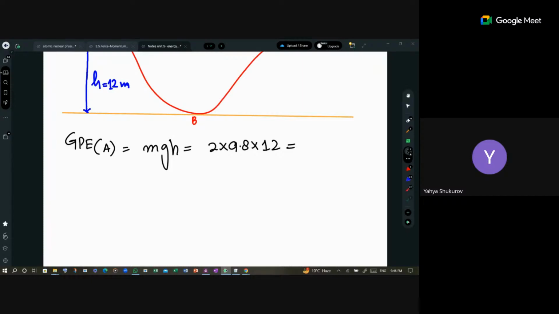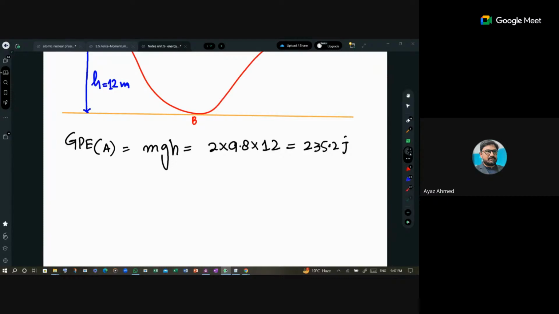Answer is 235.2. Wait, I will open up my calculator and then I will calculate that. It is how much? 2 times 9.8 times 12. Yes, 235.2. Is it? Yeah, 235. Oh, sorry, 235.